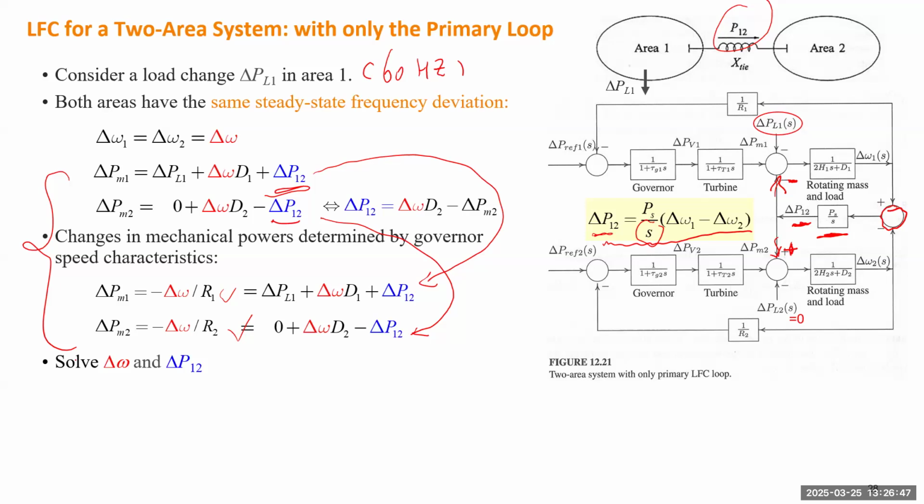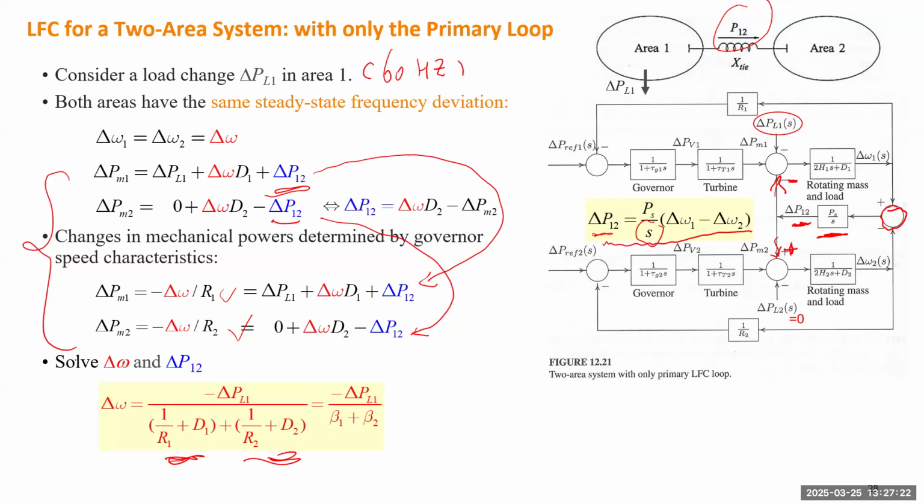So let's continue solving the delta omega and the delta P12. This will be the answer. Here, to simplify the solution, because we define each parenthesis as beta, we'll have beta 1 plus beta 2. From this formula, we can tell the speed deviation depends on the negative delta PL1, which is the load change, divided by the total beta factor.